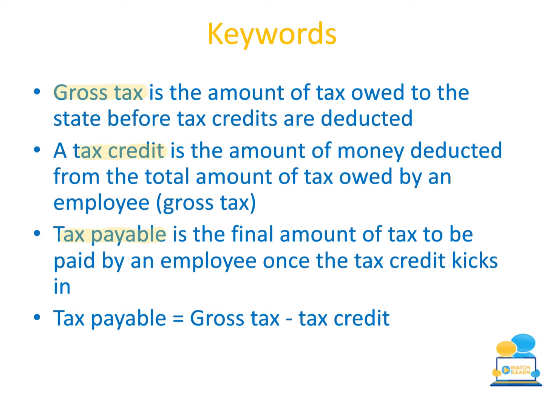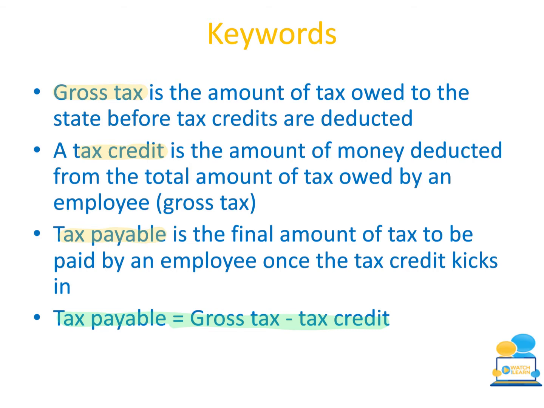So the tax payable is the final amount of tax that needs to be paid by the employee. So this is the real amount of tax you have to pay. You started off with your gross tax, then your tax credit kicks in. Now you do have to pay the tax payable. So really important to know this formula for your tax payable: your tax payable is your gross tax minus your tax credit.